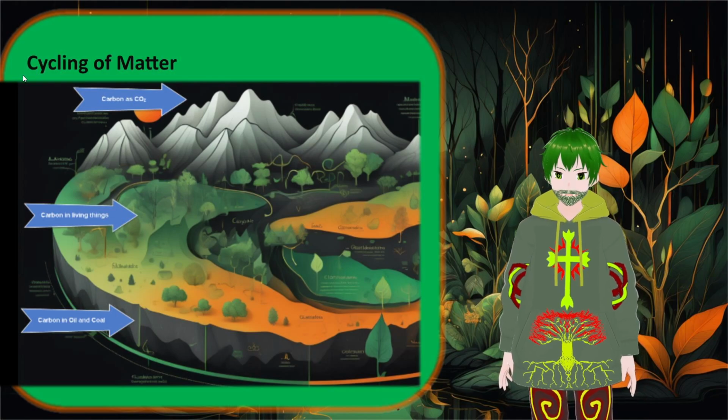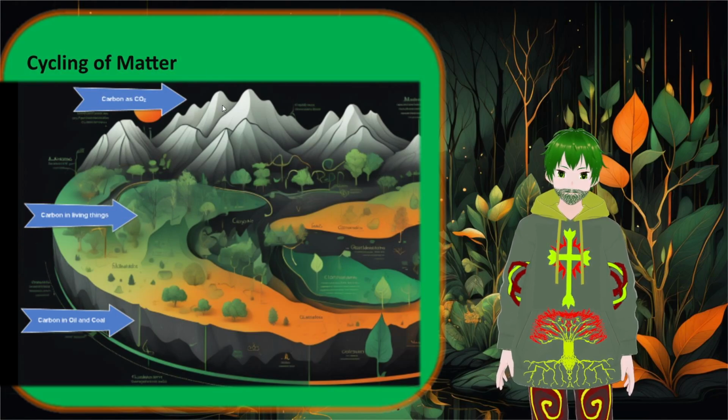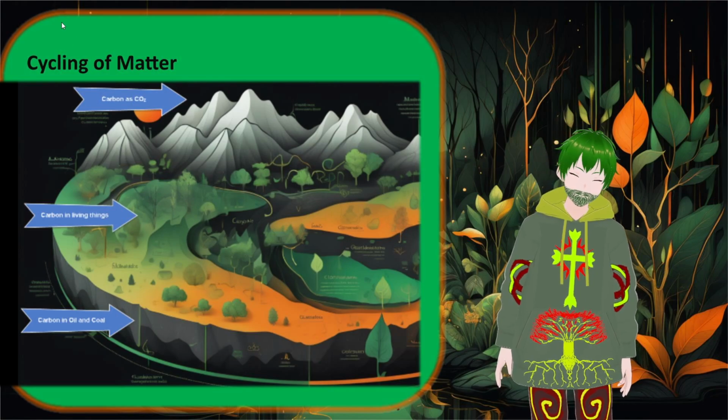Today, we're going to be looking at the cycling of matter through nature. And we've got a very simple diagram here. We've got carbon dioxide in our atmosphere and carbon dioxide as carbon in living things. And there's a cycle involved here, and we're going to look at it.